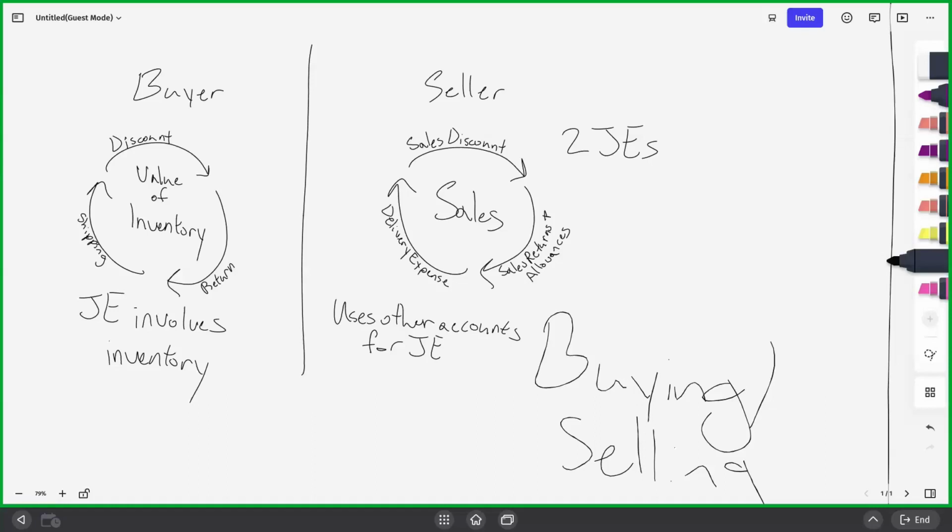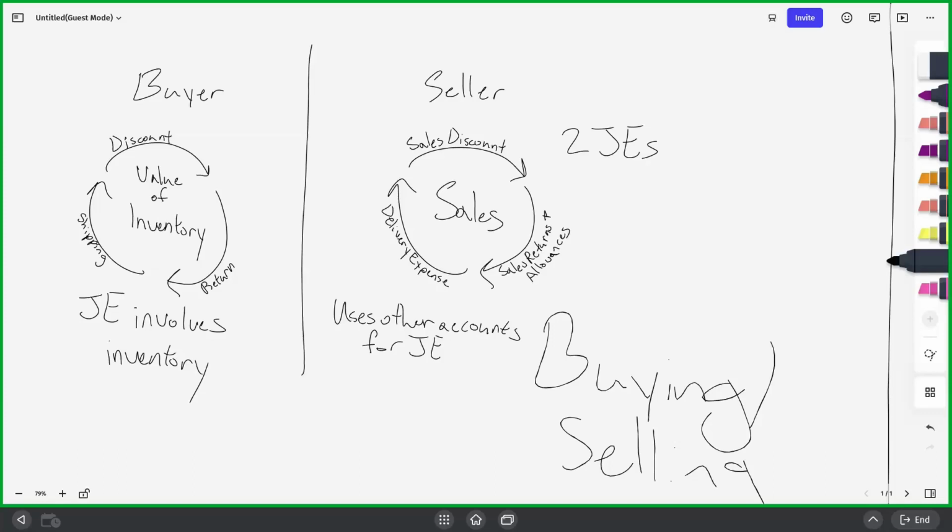As the seller, this gets a little more chaotic because you have to focus on keeping your sales pure. Instead of using sales as a way to determine how much we've made, we have so many separate accounts to be able to understand what's happening. We have the sales discount whenever you sell on discount, sales returns and allowances whenever someone returns something, and delivery expense whenever you have to pay for shipping. You don't affect sales in any way.